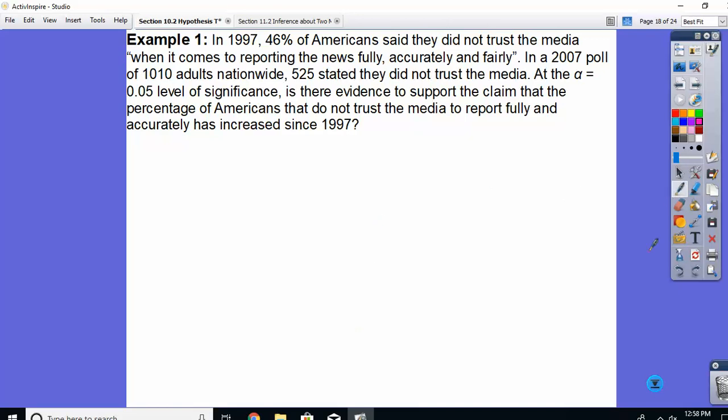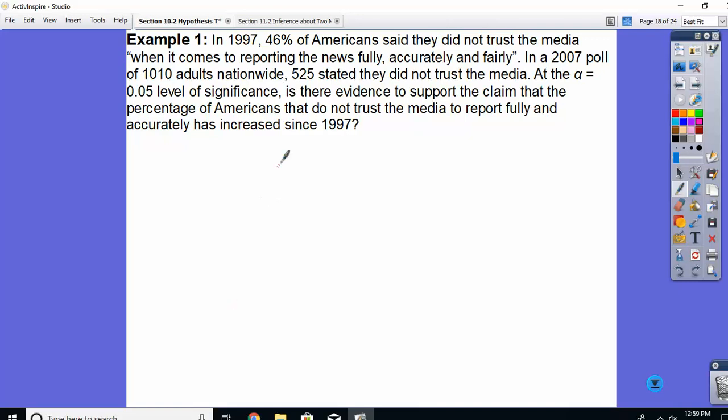In 1997, 46% of Americans said they did not trust the media when it comes to reporting the news fully, accurately, and fairly. In a 2007 poll of 1,010 adults nationwide, 525 of those say they did not trust the media. At the alpha equals 0.05 level, is there evidence to support the claim that the percentage of Americans that do not trust the media has increased since 1997?